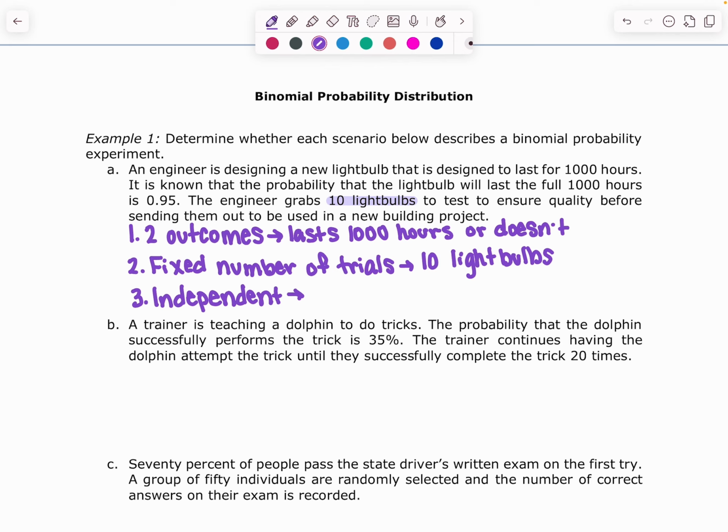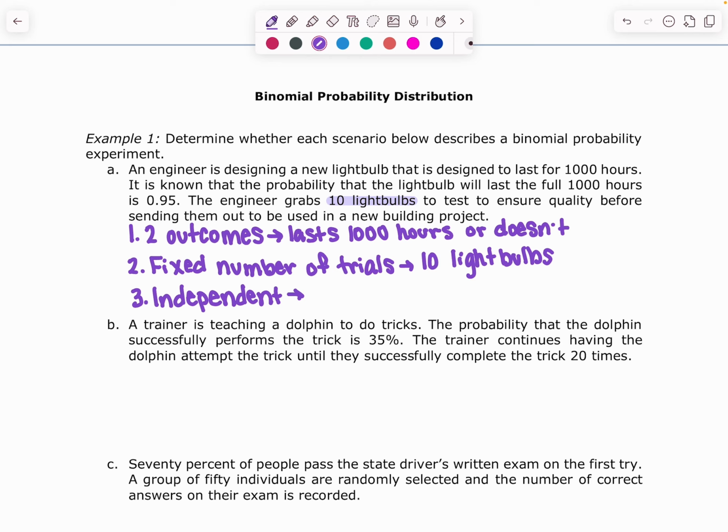Are the light bulbs independent from one another? Now, what would have really helped in this one to make this easy to determine is if it had said that the engineer grabbed 10 random light bulbs. The word random is like a flashing sign that says, these are independent. But we don't have that. So what we have to ask ourselves is, would one light bulb burning out prematurely affect the next light bulb burning out prematurely?